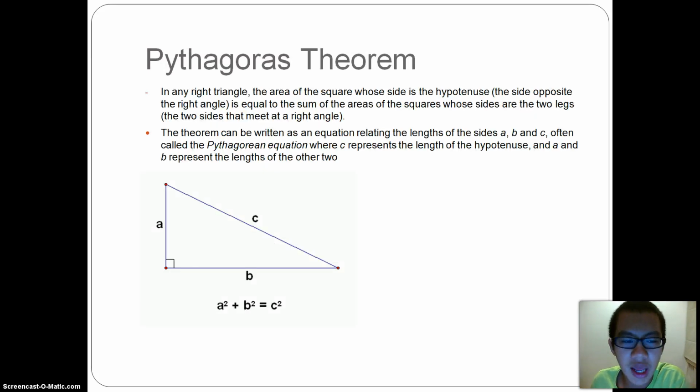So let's move on. Pythagoras theorem. In any right angle triangle, the area of the square whose side is the hypotenuse, which I represented here with c, the side opposite the right angle, which is here. So you look, it's opposite, isn't it? The square of the hypotenuse is always equal to the sum of the squares of a and b. Let's look at the equation: a squared plus b squared equals c squared, as you can see here.